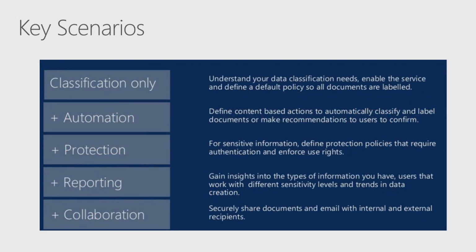Here's some key scenarios for Azure Information Protection. First, the organization must be able to understand their data classification needs, enable the service, and define a default policy so all documents are labeled. Second, define content-based actions to automatically classify and label documents, or to make recommendations to users to confirm. Third, for sensitive information, define protection policies that require authentication and enforce use rights.